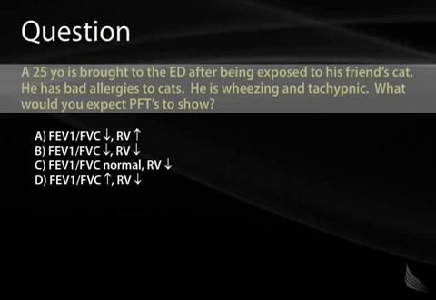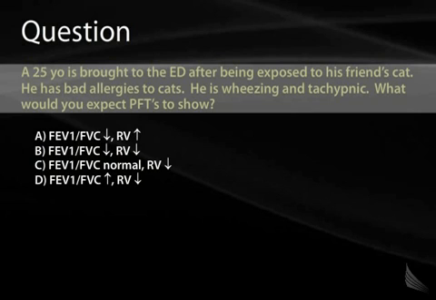In the second answer, we see his FEV1 to FVC ratio is decreased, but his residual volume is lower. In patients with obstructive lung diseases, typically all the lung volumes are increased. Residual volume shouldn't be lower. It should actually be higher, so B is incorrect.